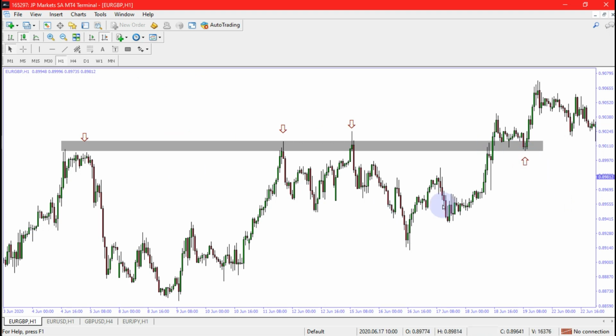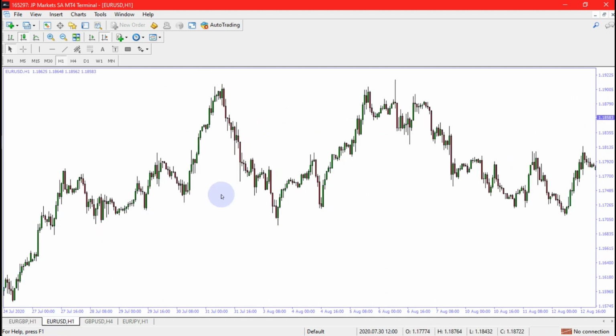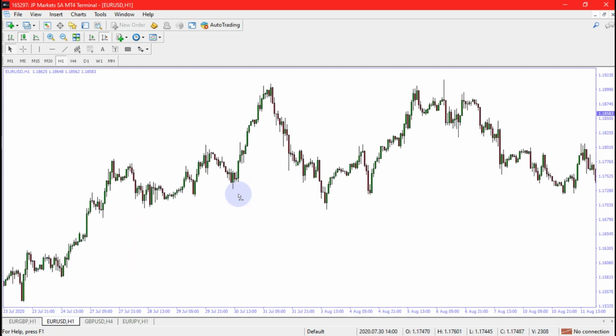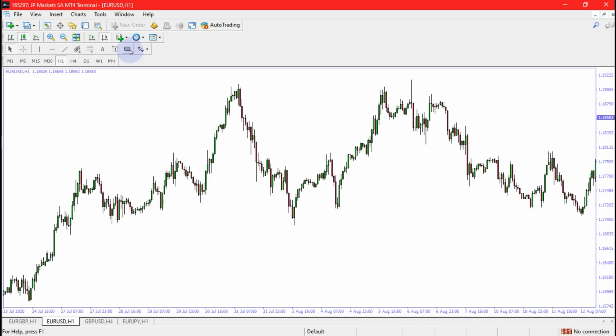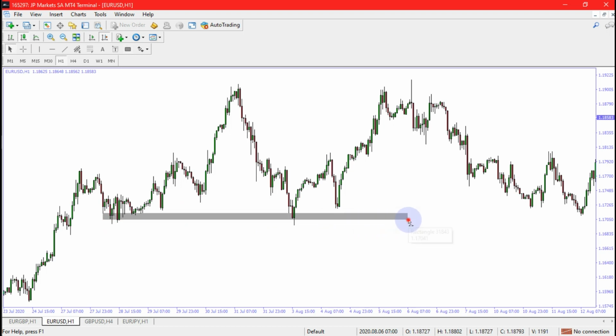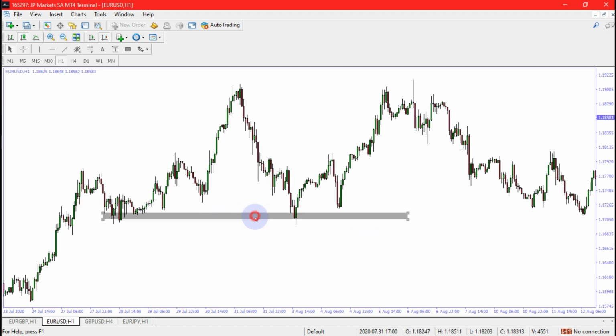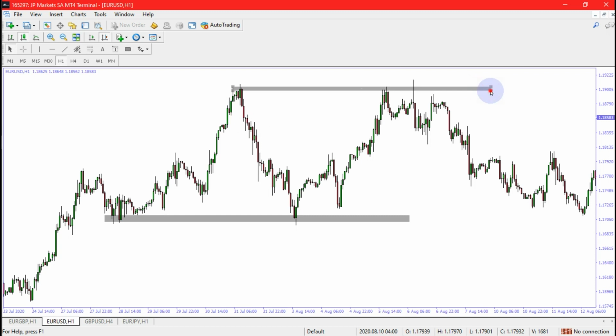You can see here this zone was so sensitive and very much respected by the market prices. So this is our false retest. Then checking EUR/USD here. Okay, on EUR/USD here again we're having our false retest. If you can see what I'm seeing as an example of a false retest, here it is, false retest. Again here is our false retest.